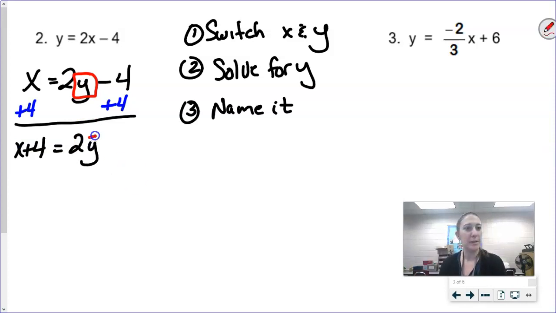All right, only one more step to solve for y, and that would be to divide everybody by a 2. Now I'm going to go ahead and divide everybody individually by a 2. If you did a big fraction bar, that's technically acceptable.